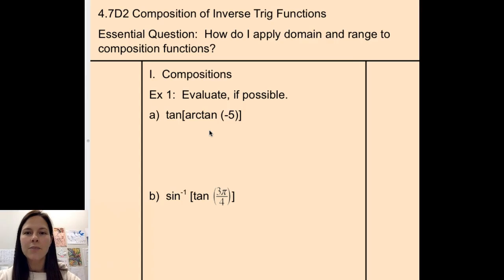Starting off with our first composition, we have tangent of the arctangent of -5. So we need to think, is -5 in the domain of the arctangent or tangent inverse function? Can we put -5 in? The answer is yes. The domain for our tangent inverse is all real numbers. And then we think about the range of the tangent function, which is also all real numbers. So in this case, it is pretty straightforward. Tangent and arctangent cancel each other out, leaving us with that -5.